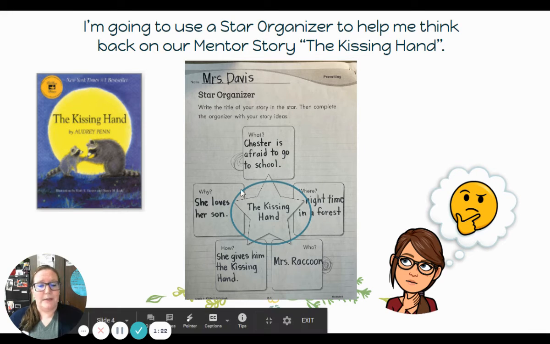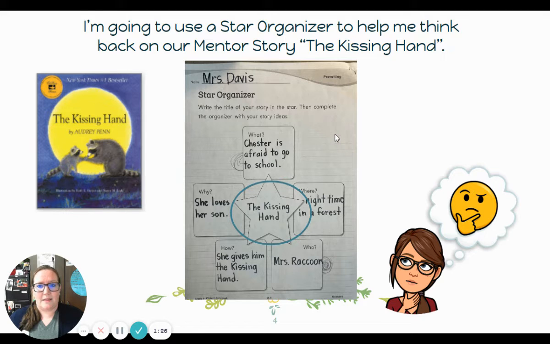In the middle, you see there's a star. That's where the title of the book, The Kissing Hand, goes. First up is what. This is where you think about what is the problem in the story. So as we read last week, the problem was Chester is afraid to go to school. Going around in a circle here. Next comes where. Where is the setting of the story? I said at nighttime in a forest.